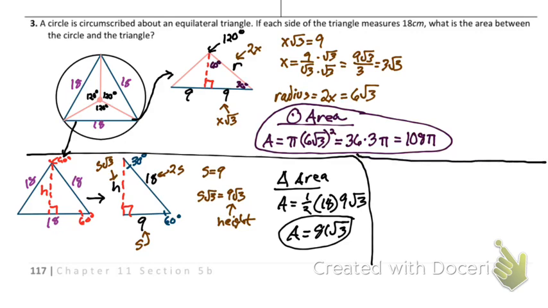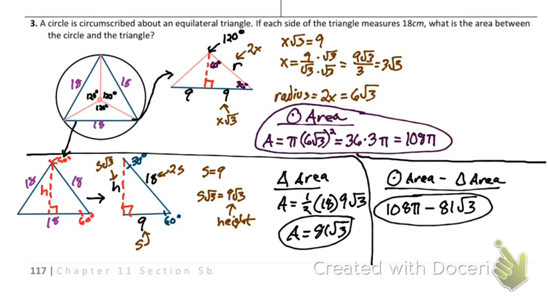Let's go ahead and finish this off. I'm going to finish in that bottom box. CC said if I do my circle minus my triangle, I'm going to have my answer. So circle area minus triangle area. Our circle area, I should do my circle area first. I don't know why I did that. We should have our circle area being 108 pi, minus my triangle area, 81 square root of 3. There is no way to push those two together, so that would be your complete answer.